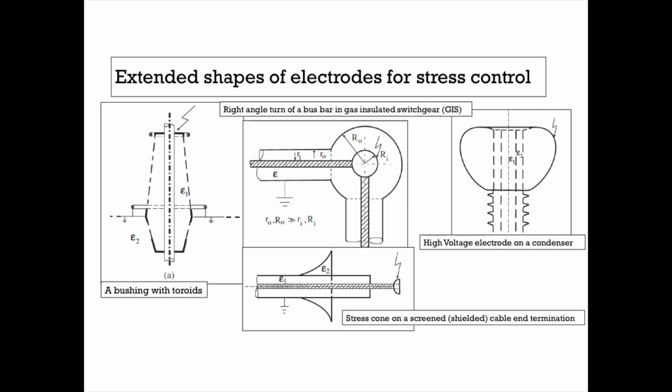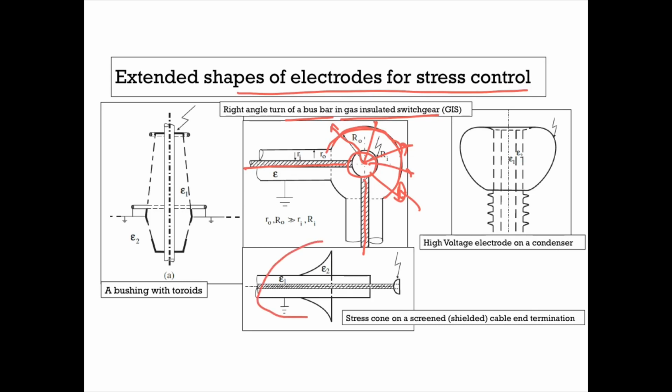So these are certain extended shapes of electrodes of high voltage equipment in which stress control is employed. For example, this is the right angle turn of a bus bar in a gas insulated substation, where two bus bars meet, and a sharp corner or sharp edge is formed here. By providing a dome type structure at this sharp corner, stress control is achieved because the electric field will be very uniform in this region, and all the sharp corners can be avoided.